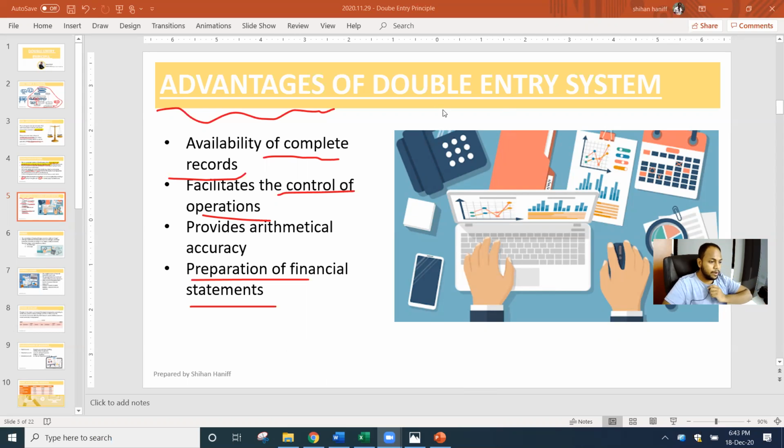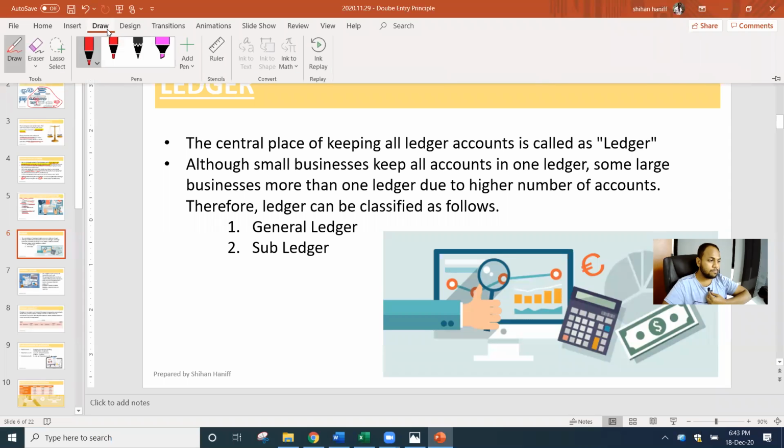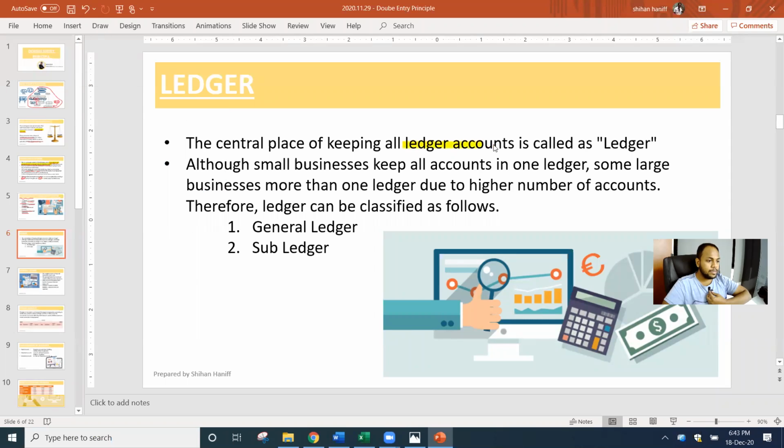So next, the ledger. The central place of keeping all the ledger accounts is called the ledger. The ledger is a place where we have all the ledger accounts, all the T accounts. Small businesses maintain only one ledger, which is called the general ledger. In the general ledger, we have all the T accounts.